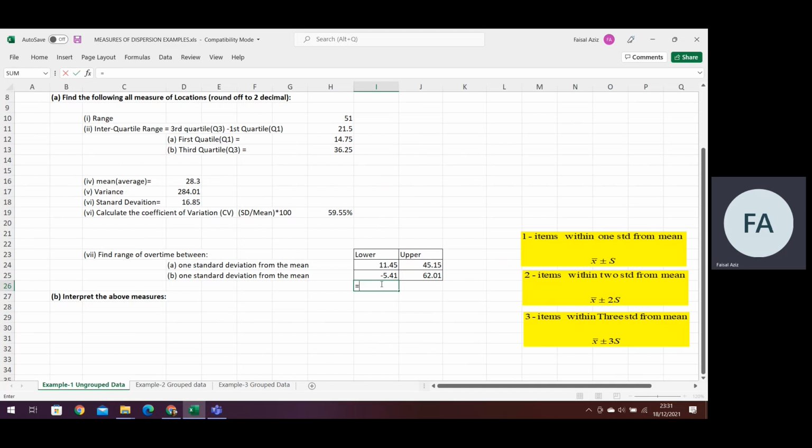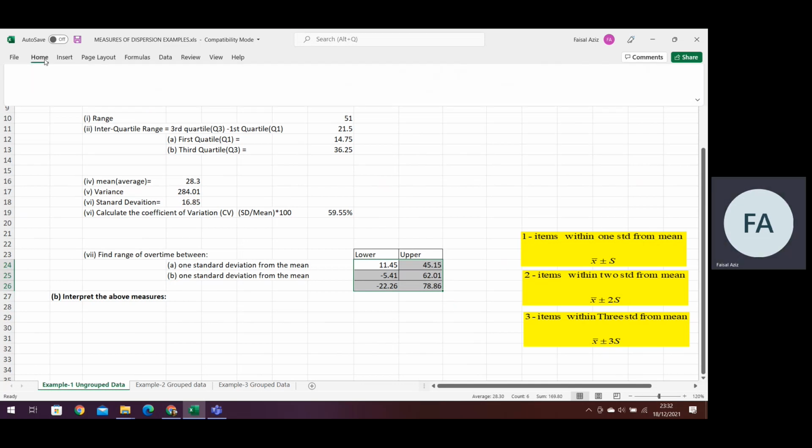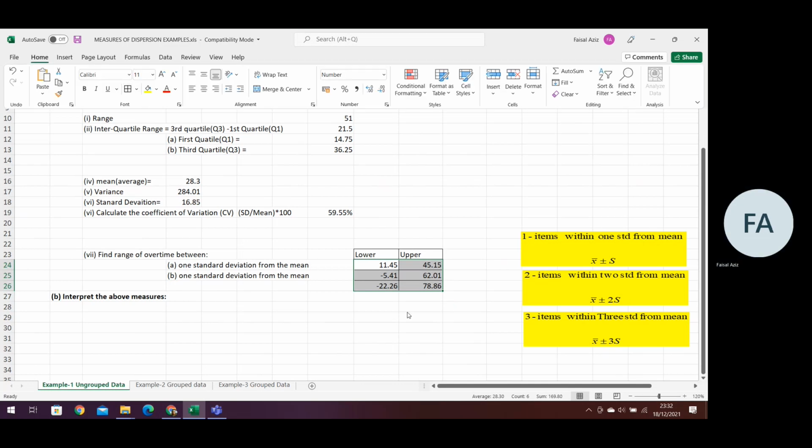So it will be equal, this is what mean minus 3 multiplied by standard deviation, this is what 3 standard deviation, and here equal mean plus 3 multiplied by standard deviation. So this will give us both the limits, lower and upper, where items within one, it will tell us items within 1 standard deviation, items within 2 standard deviation, and items within 3 standard deviation. So this is our output.